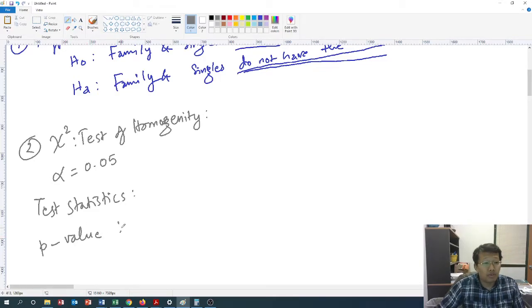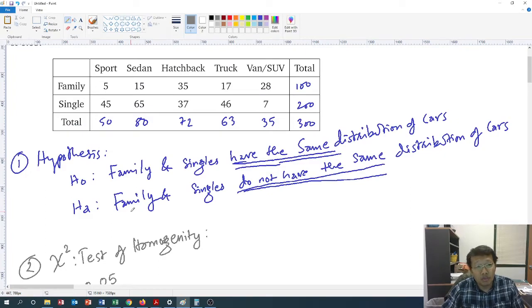Before that, we know how we will be getting the expected values, right? It's just like test of independence. So what we do is we multiply this value 100 times 50 divided by 300 in this cell. Similarly, 100 times 80 divided by 300 will be in this cell, and so on. You do that again and again. 200 times 50 divided by 300 will be here. 200 times 80 divided by 300 will be here, and so on. That's how we get the expected value table.